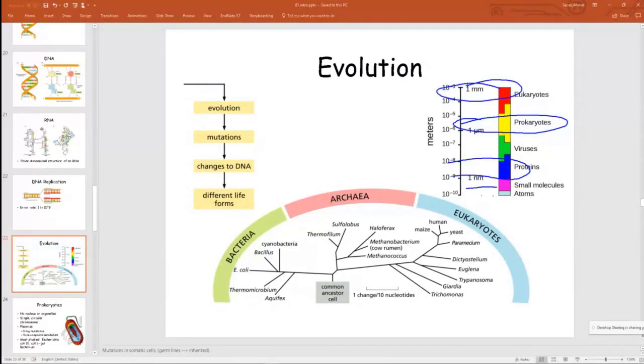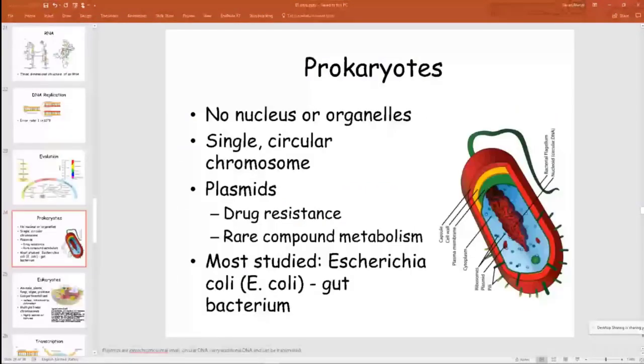Okay, the largest cell is what? So an egg is also a single cell. It can be considered a single cell before it starts dividing, right? So an egg is also a eukaryotic cell, in a way.